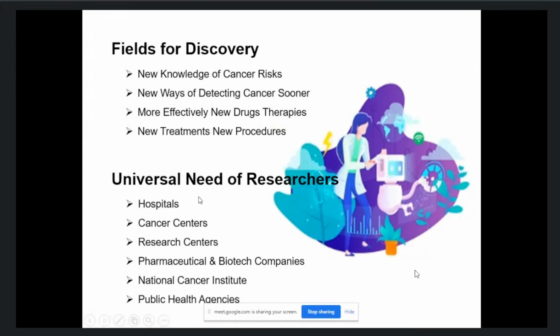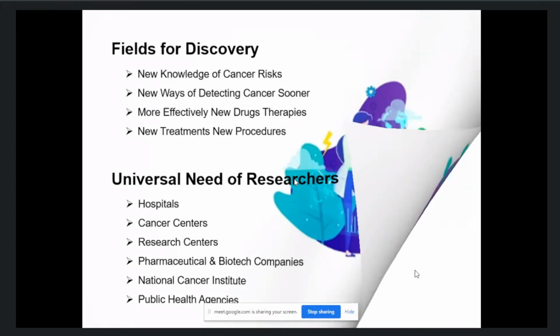Next is, okay, so there is a universal need of researchers in hospitals, cancer centers, everywhere, right? We have the knowledge, and we have enough knowledge to treat a patient, save a life. So everywhere the researchers will be needed. So yeah, it's one of the best fields, I can say.